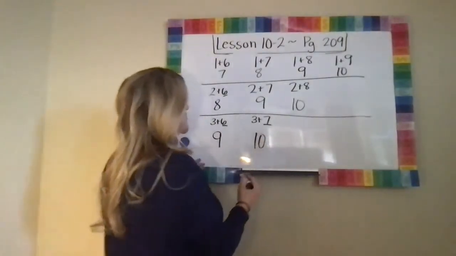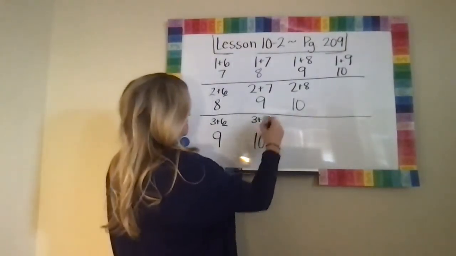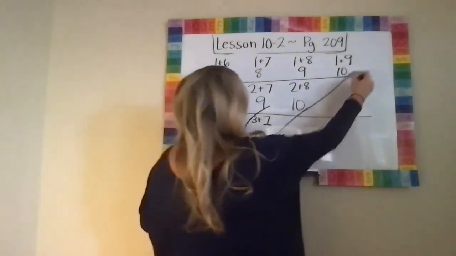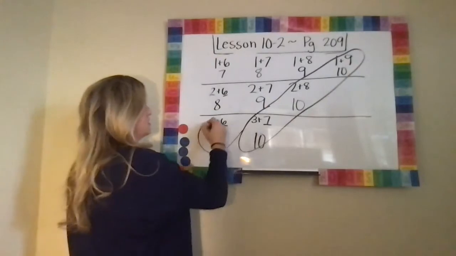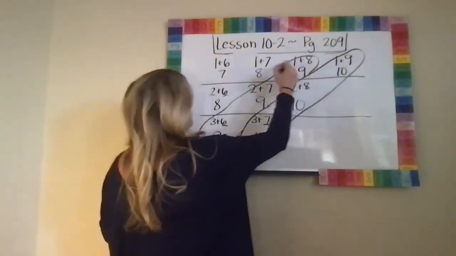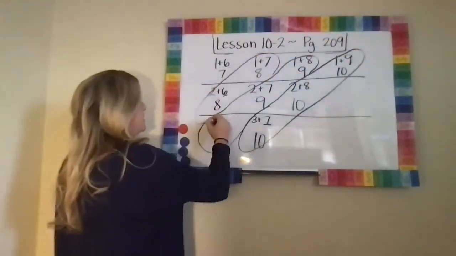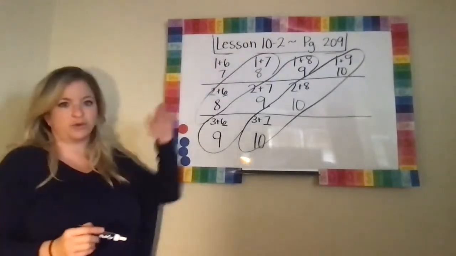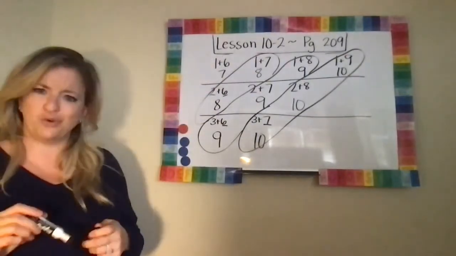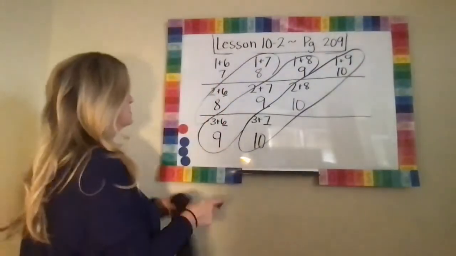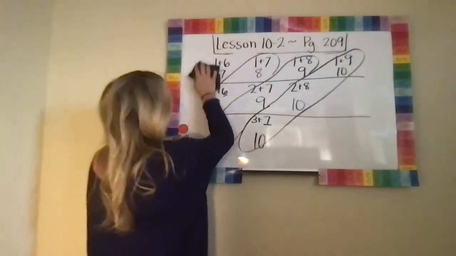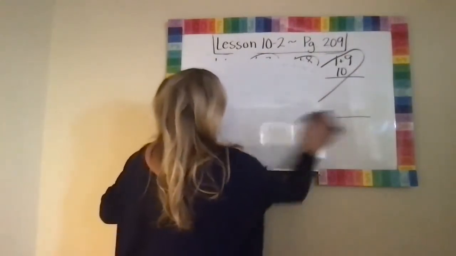And if you notice, look at this. These all equal 10. These all equal 9. These all equal 8. So it's always on that diagonal. Isn't that cool? It's a lot of fun things to see with math and patterns and numbers. All right.